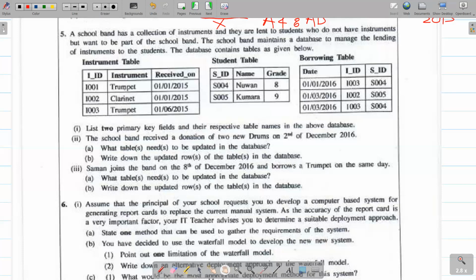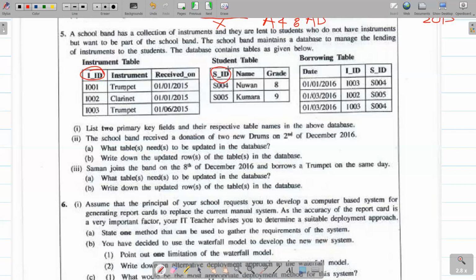I think it's the borrowed date, and the item ID and SID to indicate which item has been taken by which student, right? So the first one, it is having two primary key fields and their respective table names in the above database. Yes, what we can easily say is IID for the instrument table and SID for the student table can be taken, right?